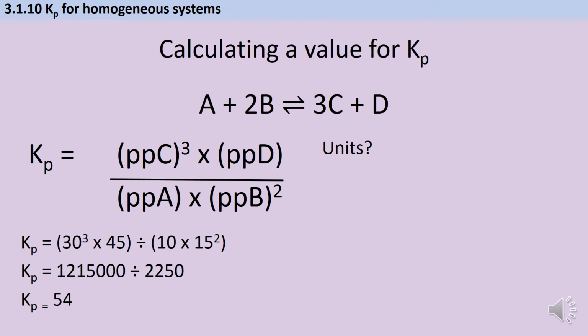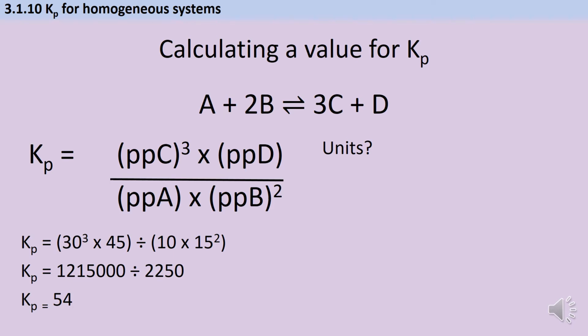Just like Kc, Kp doesn't have one particular set of units. You need to work out what the units are by cancelling out the numerator and denominator of your Kp fraction expression. Now this is made slightly more complicated by the fact that your partial pressures could be given in a bunch of different ways, although they will just give you one way for the whole question usually. So whereas with Kc we'd have moles per decimetre cubed, for Kp you could either have kilopascals, pascals, or atmospheres.